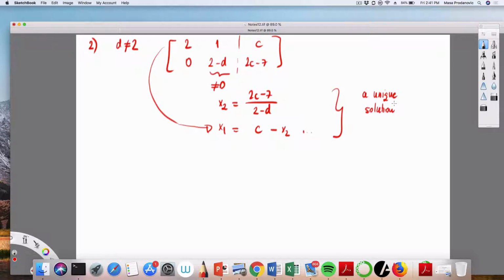Wouldn't C minus x2 be divided by 2? When D is different from 2, then I can divide by it, and I can just find a unique solution. I just meant because the coefficient for x1 is 2. It doesn't really matter that much. Sure. Yes. Divided by 2. Yes.